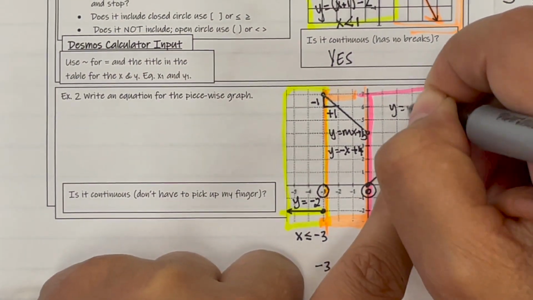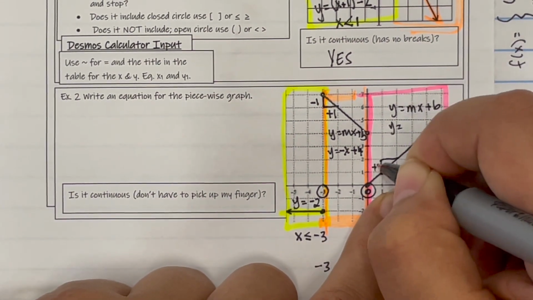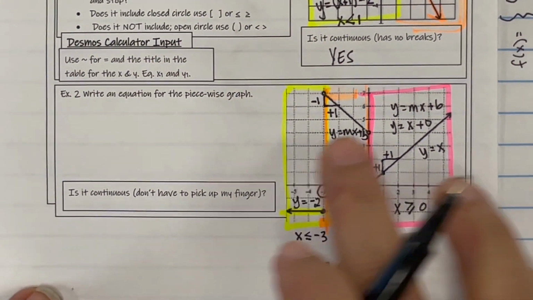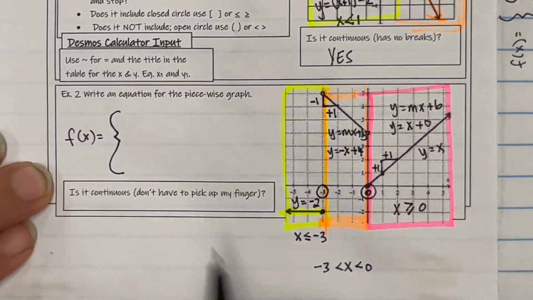This is a straight line again, so y equals mx plus b. What's my slope from one point to another? Up 1, right 1. So 1 divided by 1 is x. And then where does it cross? At 0. So it simplifies to y equals x. So I have my 3 lines with my 3 restrictions. So let's go ahead and write it down.